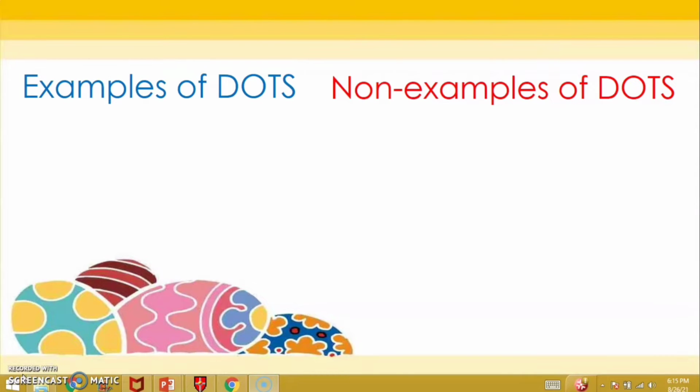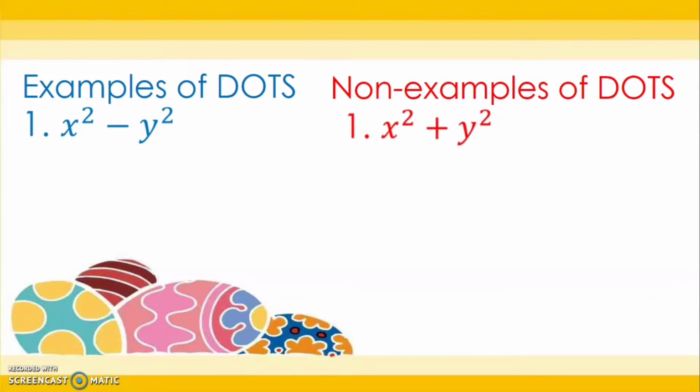So what we have now are examples of DOTS and non-examples of DOTS. So let us observe and identify what makes a polynomial an example of DOTS. So let's have the first pair of polynomials. We have x squared minus y squared and x squared plus y squared. X squared minus y squared is an example of DOTS because the operation between two terms is subtraction, while x squared plus y squared is not an example of DOTS for the operation between two terms is addition.